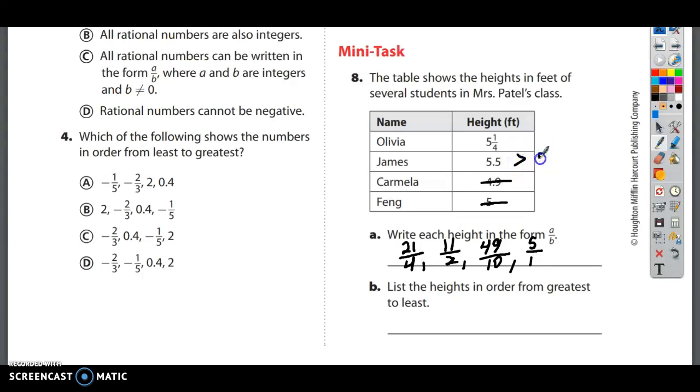Because if I changed 5 1/4 to a decimal, it'd be 5.25. And 5.50 is more than 5.25. So I know that 5.5 is the greatest number, and that 5 1/4 is the second greatest number. And then 5 whole is the third greatest number, and then the only number that's under 5 is 4 9/10, 4.9. There you go. Okay, good job. You're done with page 66.